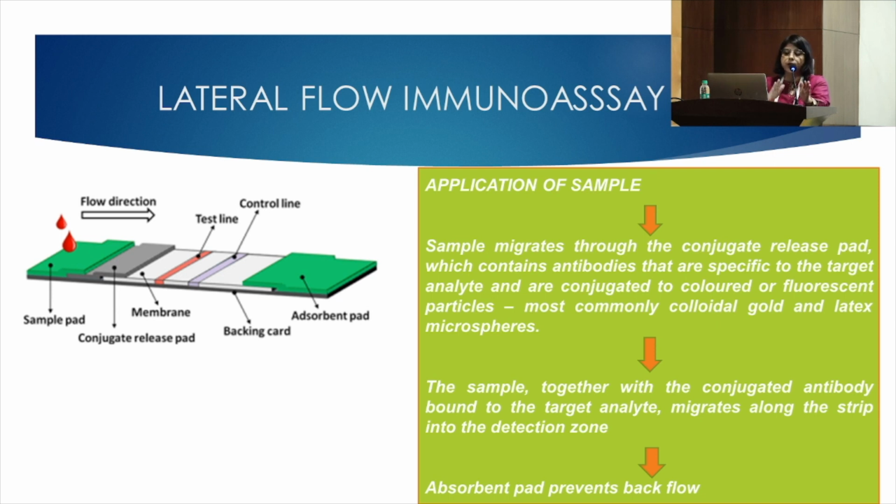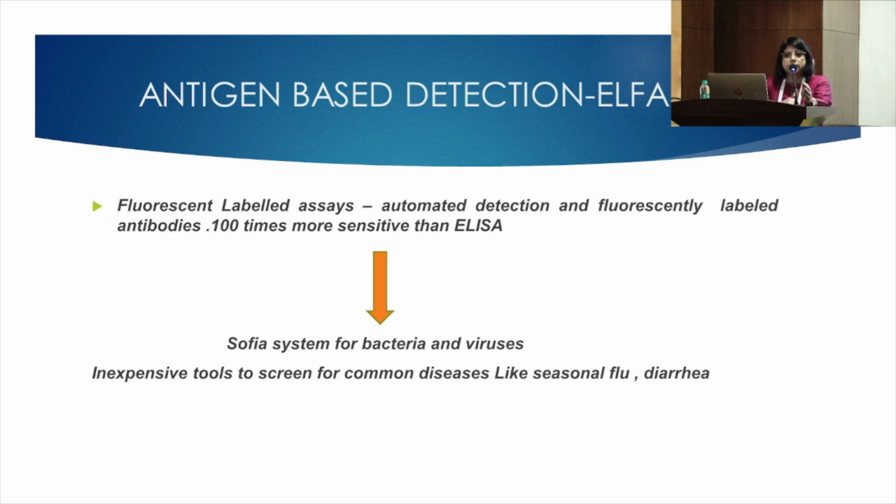You add a sample, it goes through the conjugate release pad, which contains the antibodies that are specific to the target analyte, conjugated to colored or fluorescent particles. You get a particular color. Basically, that's the basic concept on which your antigen antibody reacts. That's known as a lateral flow assay. Now, the new thing which has come, this colored result, which you read on a card, has been replaced by fluorescent labeled assays. That is much more sensitive than the lateral flow assays.